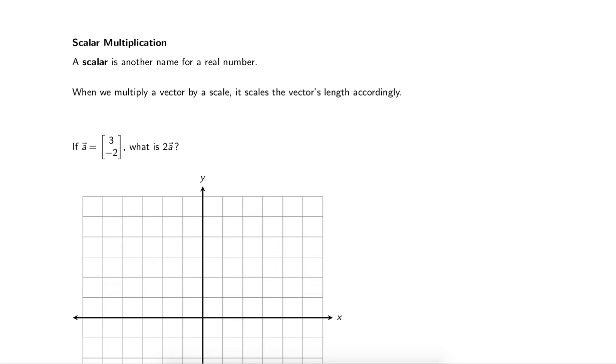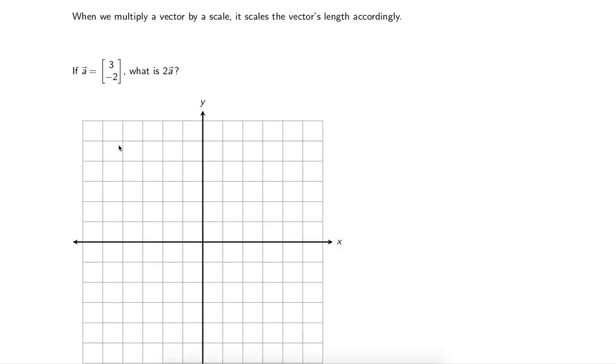accordingly, hence the name. So for instance, let's say we have the vector A has elements 3, -2, and we want to know what 2 times that is. So let's start with vector A at 3, -2. We're going to start at the origin, go over 3 and down 2, so at the point 3, -2. And there is vector A.